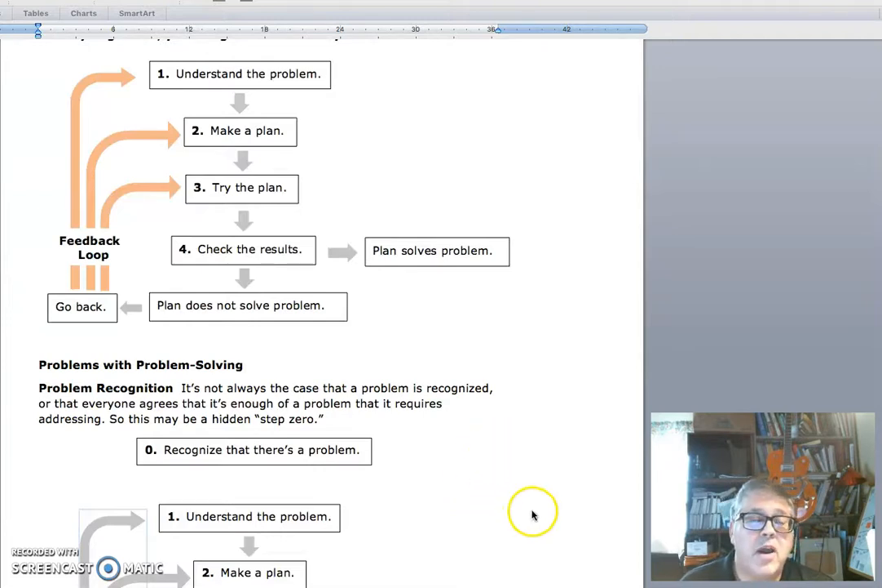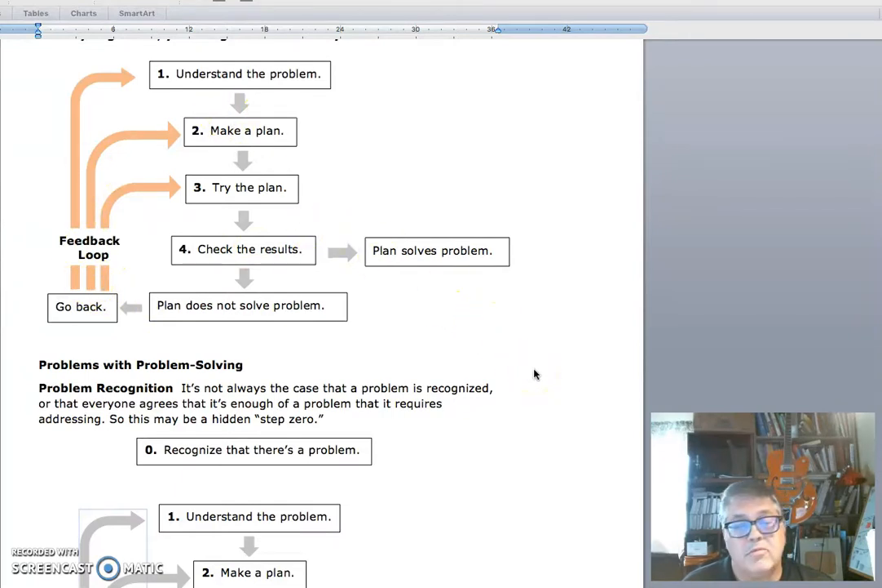Quick review of the first part. Here's our model. Four stages: understand, make a plan, try the plan, check the results. Good results, you're done. Unsatisfactory results, you've got to go back, and now you're into our old buddy, the feedback loop.